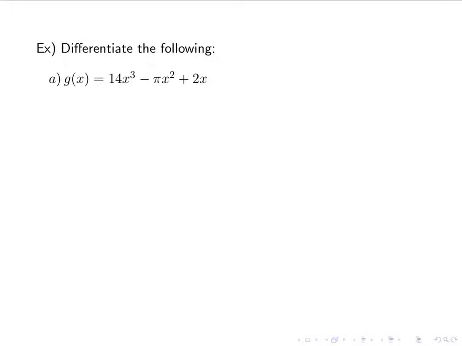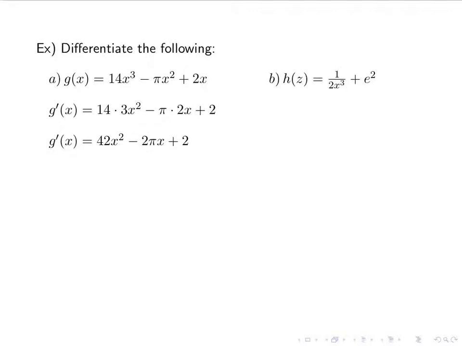So g of x is 14x cubed minus pi x squared plus 2x. So again, I'm going to have 14 times the derivative of x cubed, which is 3x squared, minus pi times the derivative of x squared, which is 2x, plus 2 times the derivative of x, which is 1. So I get just 2. Then I'm going to simplify it, and it's going to become 42x squared minus 2 pi x plus 2.